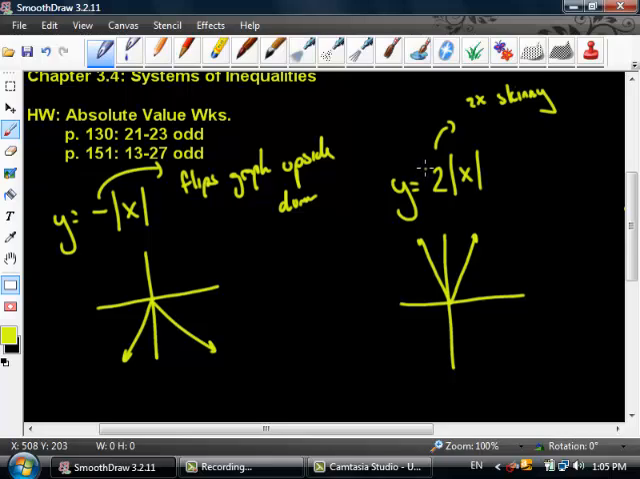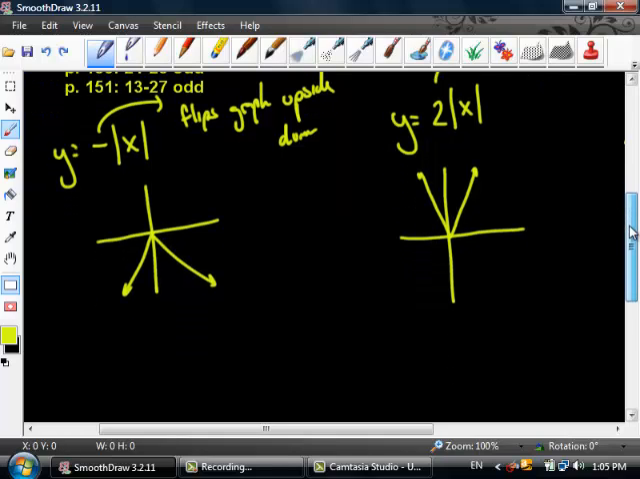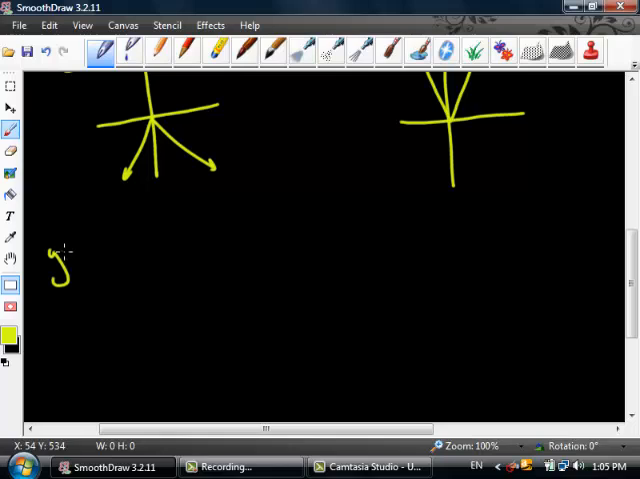So now, if it was 12x, how much skinnier would it be? Much, much skinnier than 2 times x, right? Okay. How about, last one, y equals 1/4 absolute value of x. How does that affect the graph?